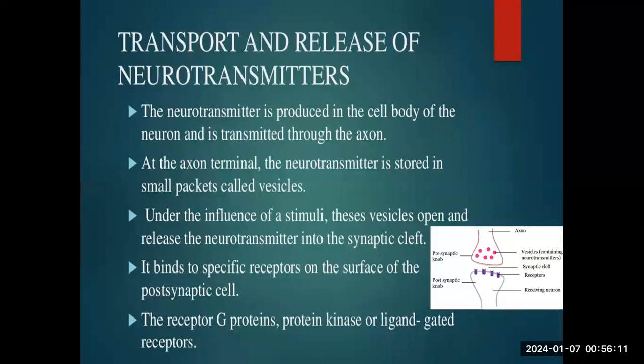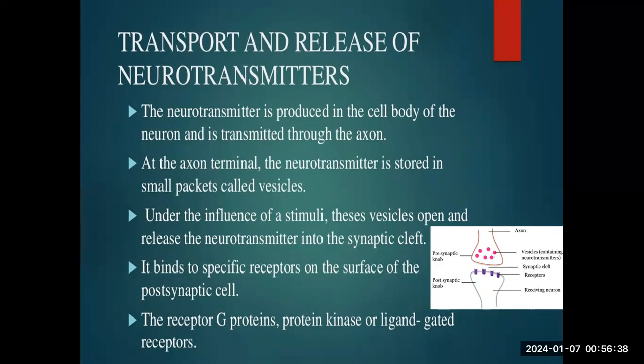At the axon terminal, the neurotransmitter is stored in small packets called neurotransmitter vesicles. They are right here. Under the influence of stimuli, these vesicles open and release the neurotransmitter into the synaptic cleft. You can see right here, this is the synaptic cleft, and they open up and release the neurotransmitter into the synaptic cleft.